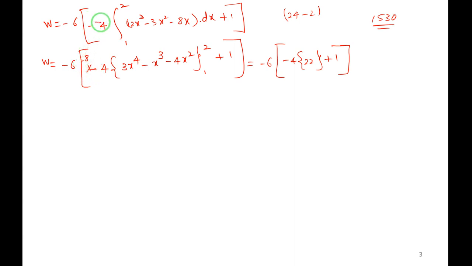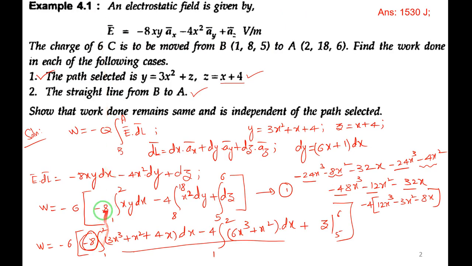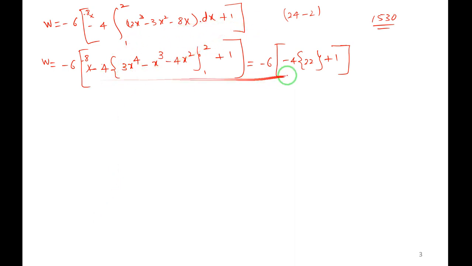Minus 8 into minus 4. Minus 4 into minus 8. Minus 8 into this minus 8 I have left. This minus 4, fine. Minus 8. Okay, we will see. Minus into minus plus, 8 4 is 32.